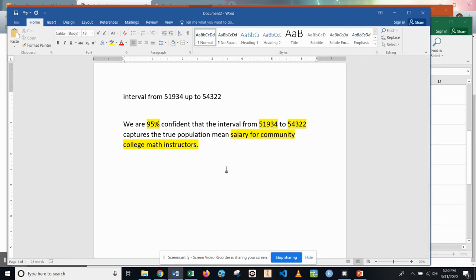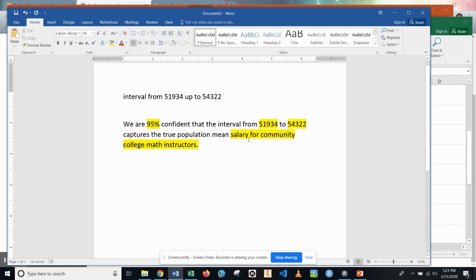I do not ask you to write that statement on the quiz, but I do ask you to write a statement like this in your project, so you will need to take note of that. But that's basically what it says. It doesn't say, hey, there's a 95% chance that it captures it. No, we are 95% confident that that interval captures the true population mean. Okay, so we have an estimate of what the population mean salary of college math instructors might be.